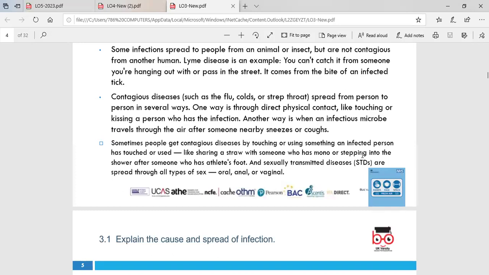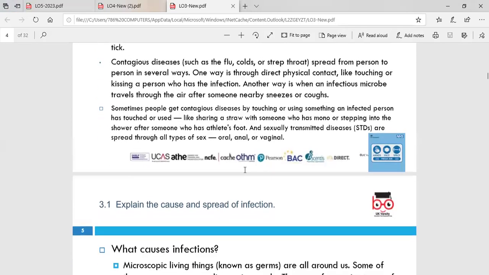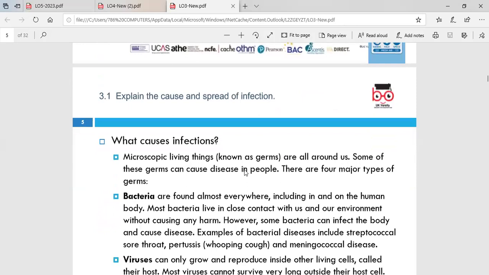People sometimes get contagious diseases by touching or using something infected by another person's use: sharing straws, sharing blades, or taking a shower after someone who has athlete's foot. Sexually transmitted diseases are also very common through different forms of sex. They're infections and they can be contagious. So different organisms have different ways of spreading infections.